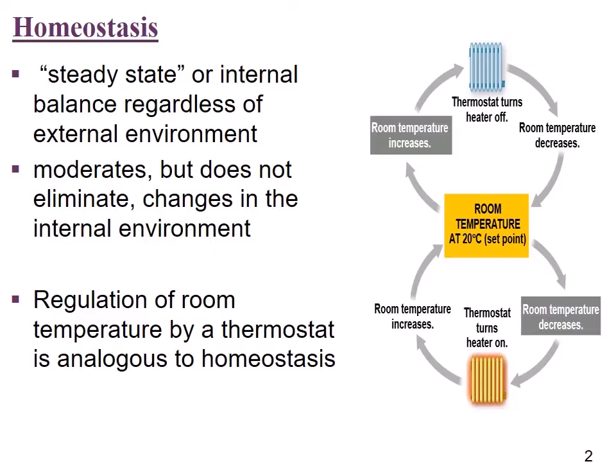A good example of this is if we moderate the room temperature with the help of a thermostat and a furnace, or a thermostat and an air conditioner. As the temperature changes one way, the thermostat is either turned on or off, and then the room temperature will go back to that set point.